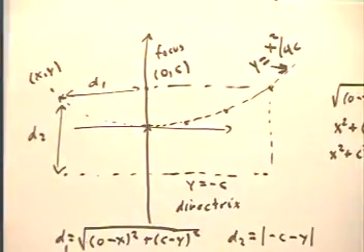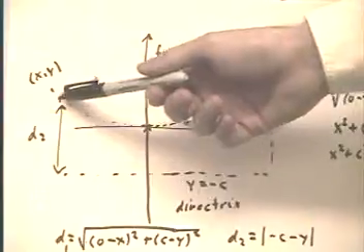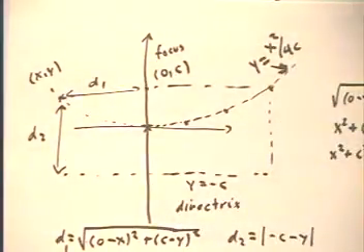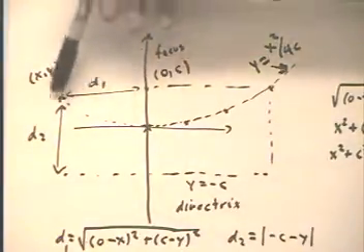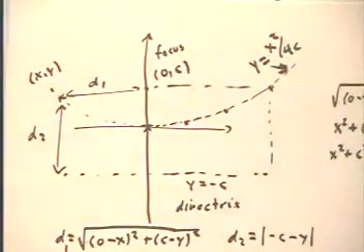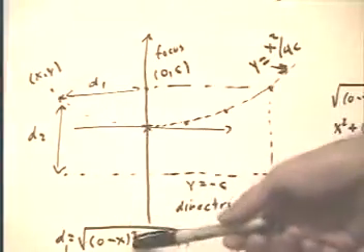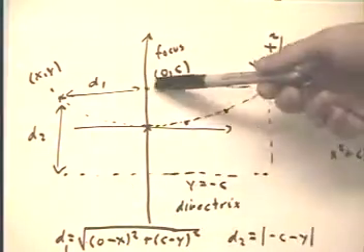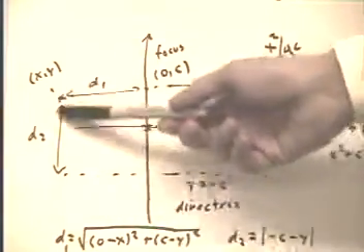Now, to say that for typical x, y, this distance is the same as this distance is to say what? Can we translate this statement into algebraic form? Well, the distance between 0, c and x, y is the square root of 0 minus x squared plus c minus y squared. That's our distance that we'll call d1. That's this distance.